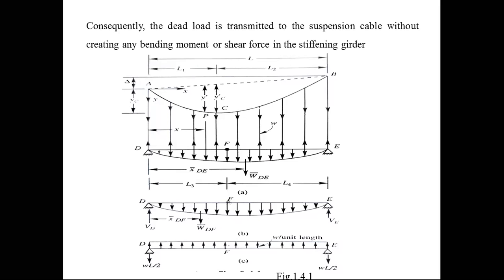So here, a suspension bridge having a stiffening girder supported by towers at ends D and E. D and E is the stiffening girder, and this girder is connected to the cable. Cable is A and B. Here also I am taking supports at different levels. If the supports are at the same level, put delta equal to 0.